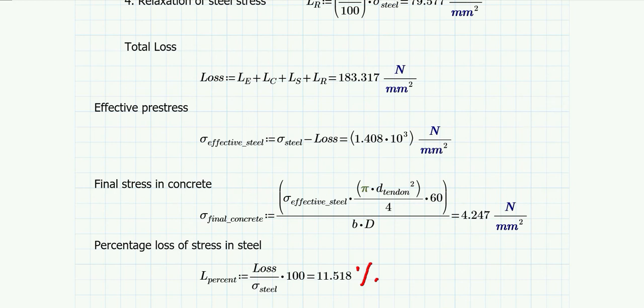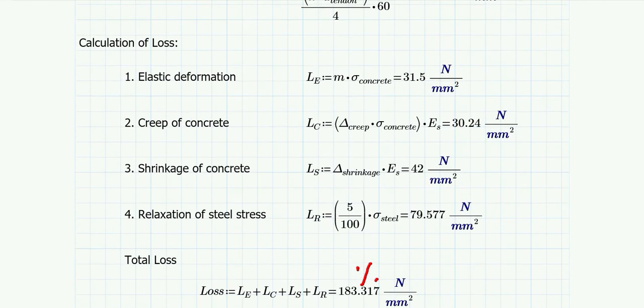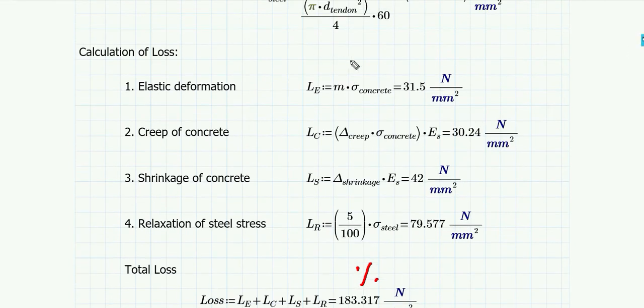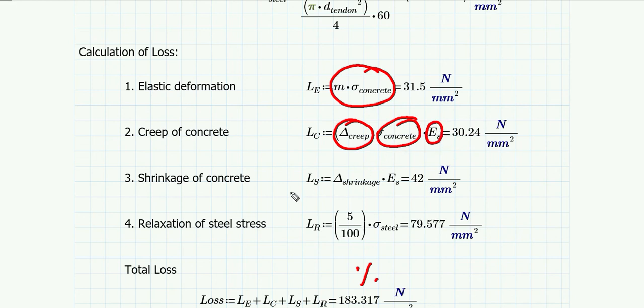So I would suggest you to remember the equations basically. For elastic deformation, you have to multiply the modular ratio with the stress of concrete. For the creep, most of the time the creep values are given. You have to multiply the creep with the concrete stress, then you have to multiply with the Young's modulus of elasticity of steel. For shrinkage, strain due to shrinkage into elasticity of steel, and for relaxation, you need to multiply the percentage, how much percentage is relaxed, with the initial stress of steel. Okay, so with this I would like to conclude today's class.